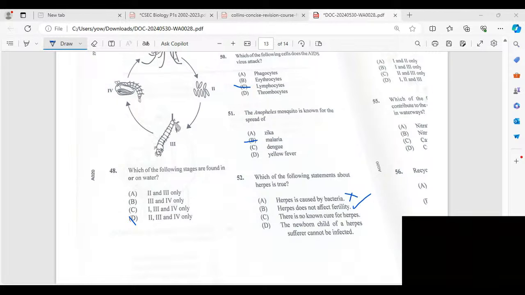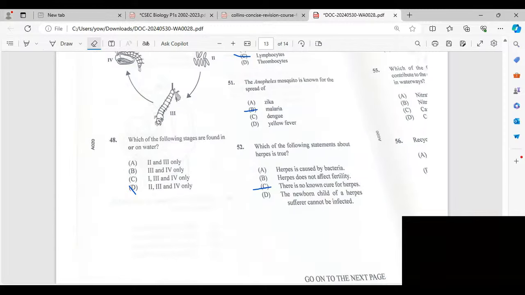So based on the answers here, C and B are tight. We know that this is not true, so I'm going to say this is a fact and work with that. I'm going to say C. There's no known cure for herpes. I don't know of any known cure for herpes. So C is the one that is true.